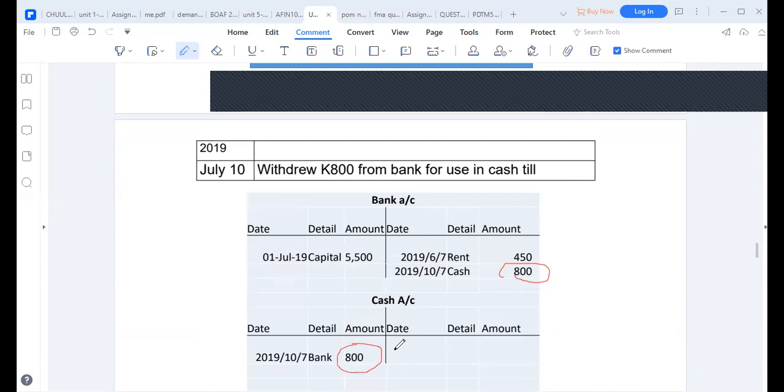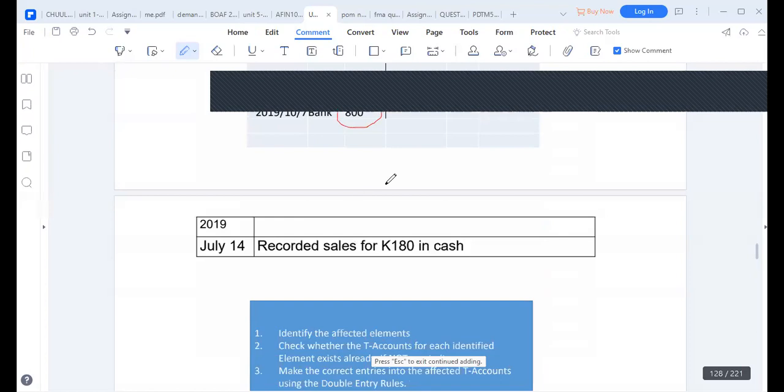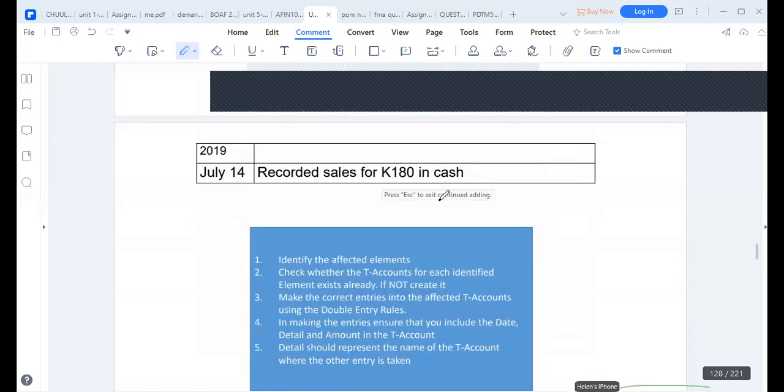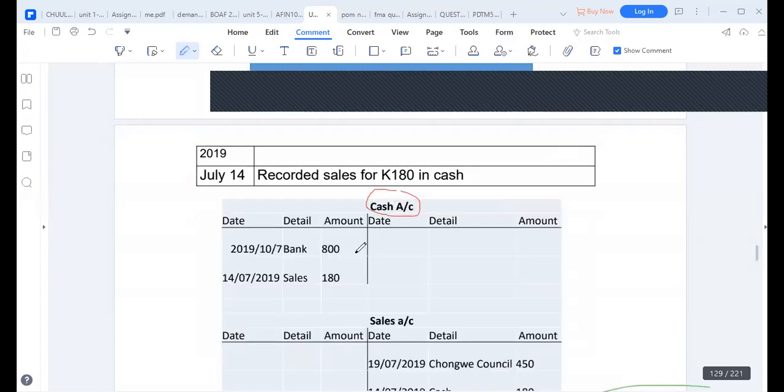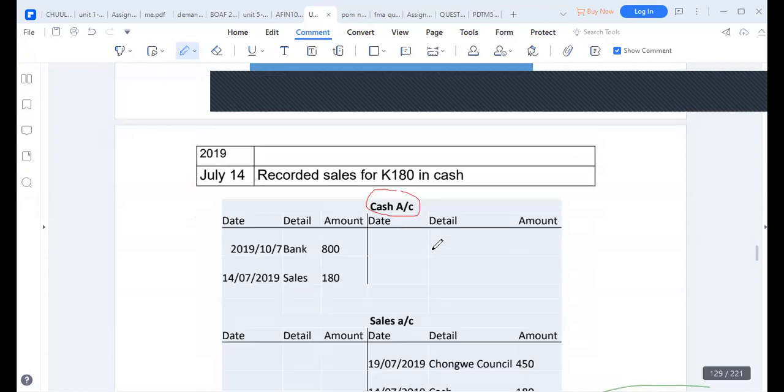So this is how it moves. Okay. So any questions? So recorded a sale for 180 in cash. So meaning we have two accounts there. The cash account is receiving 180. The bank account is also, so recorded sales 180.